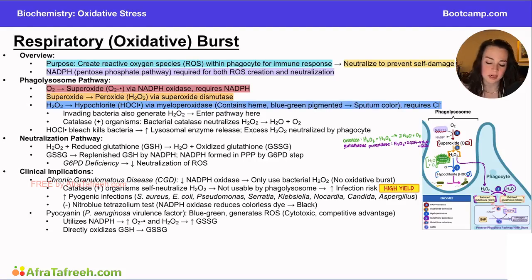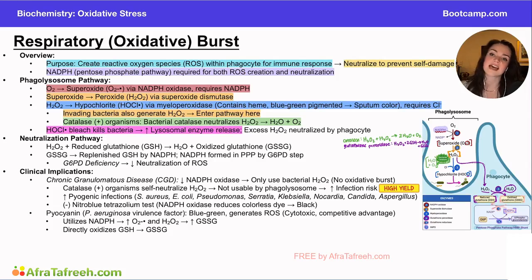And then some side points we made about peroxide: invading bacteria could generate peroxide by themselves, and it would just sort of enter the pathway here at this step, and the phagolysosome could take that peroxide and turn it against the bacteria. But those extra sturdy bacteria that have that enzyme catalase, we call those catalase positive organisms, they had that bacterial catalase enzyme that could neutralize the peroxide into water and oxygen. So your body isn't able to turn their own peroxide against them. And then in that last step, the hypochlorite, which is basically bleach, is going to go and kill that bacteria, and it's going to promote the release of lysosomal enzymes.